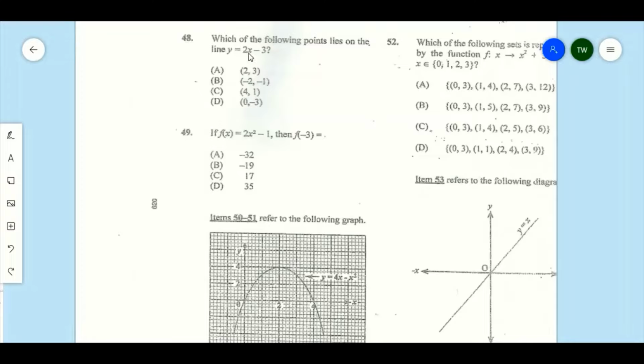Question 48. Which of the following points lies on the line y equals x minus 3? Now you can use these coordinates to test it. Well, let's look at option D. If x here is 0, then if you put 0 into the function here, 2 times 0 would be 0. So clearly y is going to equal negative 3. So from this, we can see that the point D, (0, -3), lies on the line here.